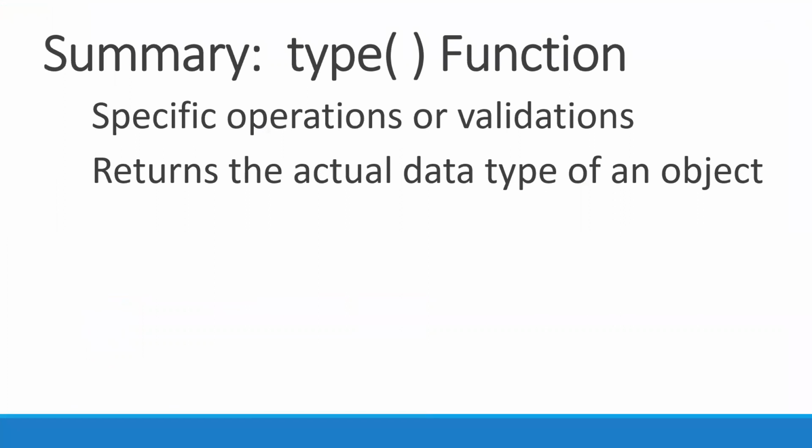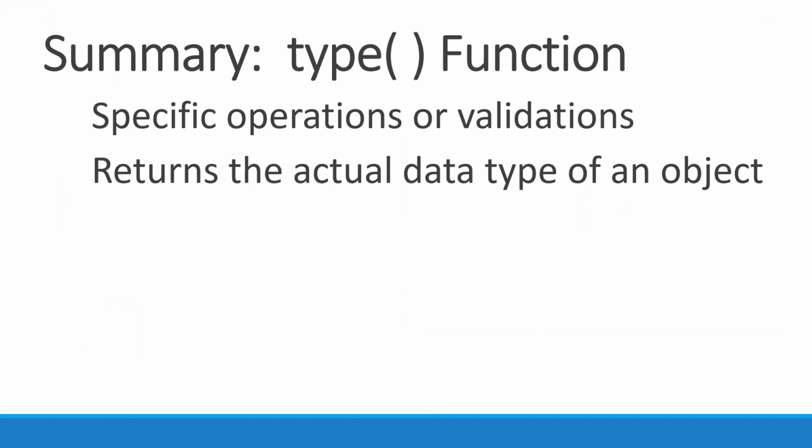In summary, the type function can be useful in scenarios where you need to perform specific operations or validations based on the data type of an object. It allows you to dynamically handle different data types within your program.